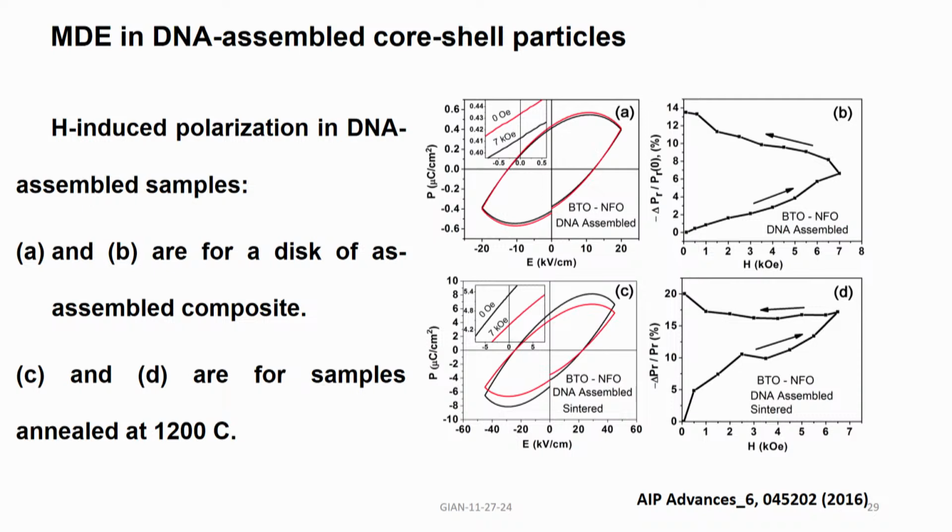We also sintered these disks at higher temperature. The sintering, we thought, would give better compaction and a larger magnetic field induced polarization. We were somewhat correct. Here the maximum value is 20%, compared to 14%. So after sintering the disk, there is an enhancement up to 20%. That's all.